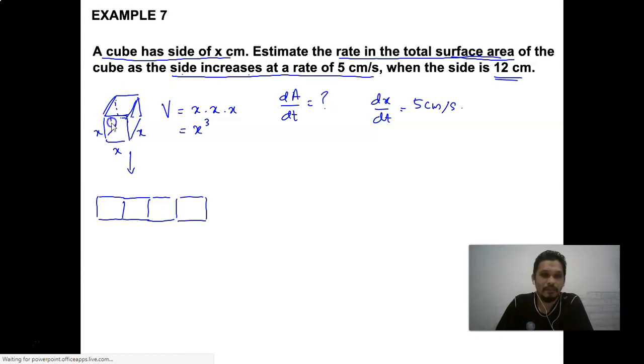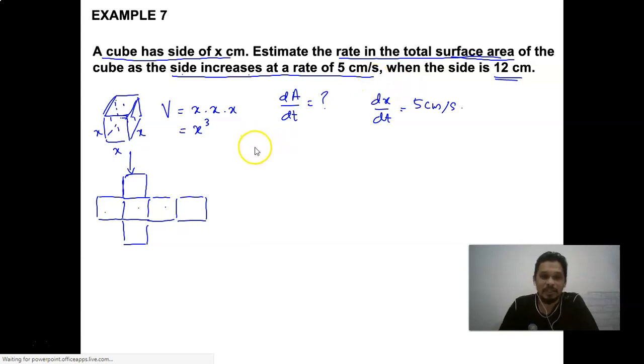we have the first surface 1, 2, 3, and 4. 1, 2, 3, and 4. And that front here, and also the other side. So this is what we call the picture of the box. If we open it up one by one, and let's say the side x increases at the rate of 5 centimeter per second, meaning that this side is getting bigger and bigger with this rate. Okay, you can just imagine it.